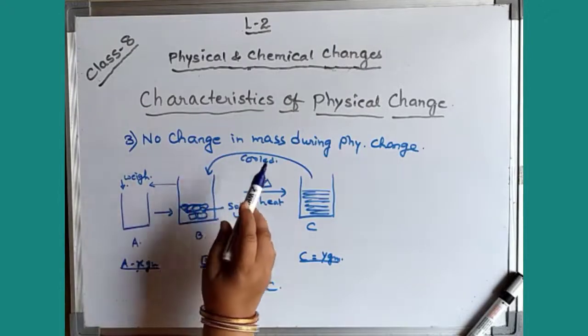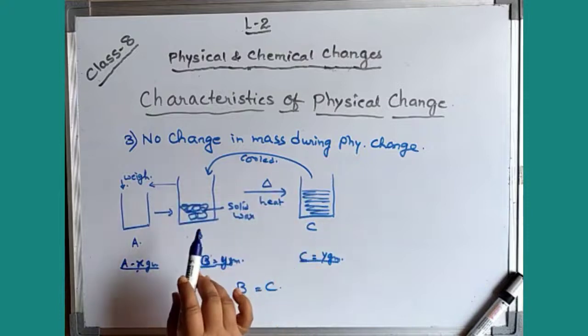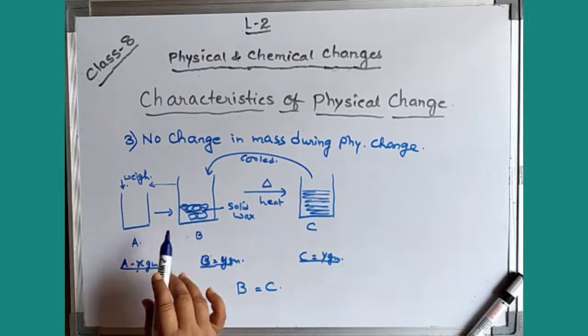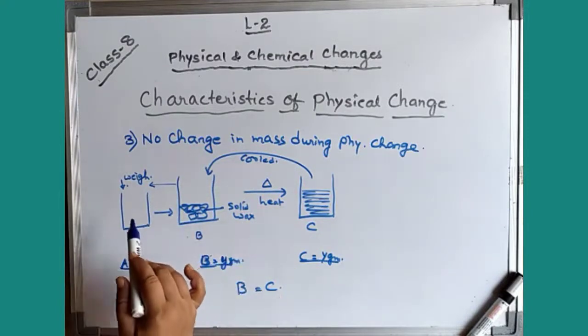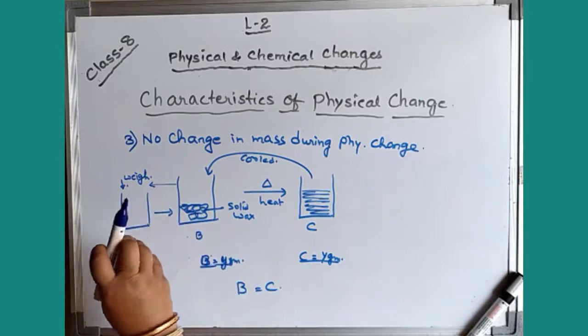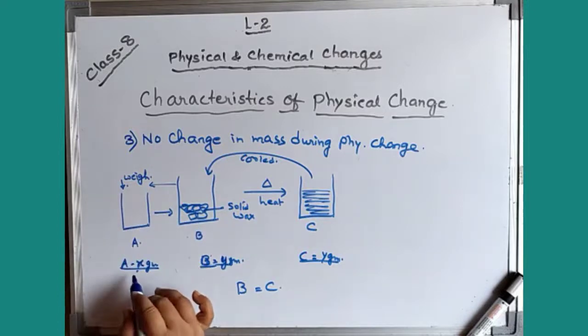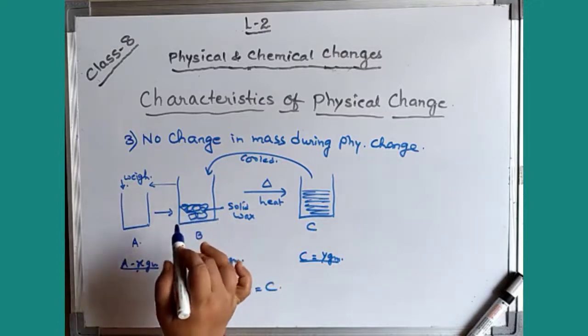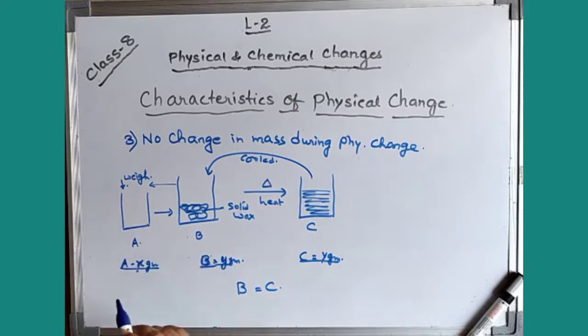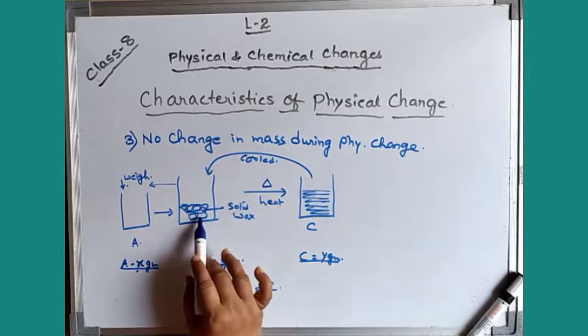The third characteristic tells us that there is no change in mass during the physical change. Let us explain this with the help of an example. I took an empty beaker. After that I put some solid wax in it. First of all I weigh the empty beaker. After that, with the solid wax, I weigh it. Let it be 5 gram. After that, I start heating this beaker.